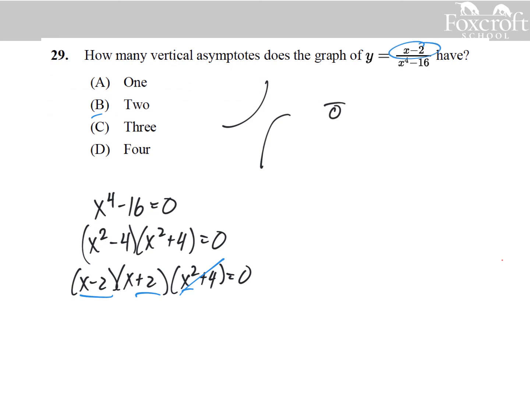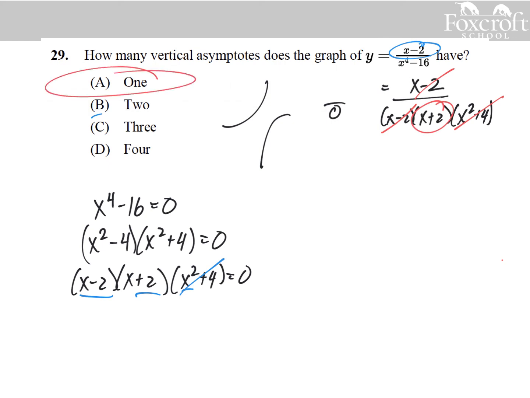But because we have an x minus 2 on the top, this x minus 2, let me just actually rewrite this equation now. I can rewrite it like this. Right, this x minus 2 cancels out. That's never 0, so I don't have to worry about that, and that's going to be one option for a vertical asymptote.